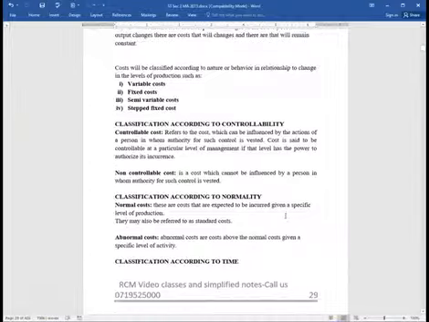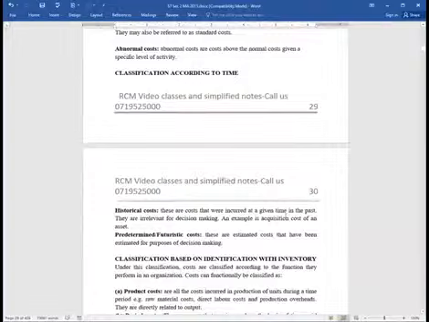Then we have a classification according to time. Under classification according to time, ladies and gentlemen, we have two classes. We have historical costs, those costs that have already been incurred. We call them sunk costs. So for instance, when you are acquiring premises, you paid some deposit. That deposit was a long time ago, sunk into the landlord's account.